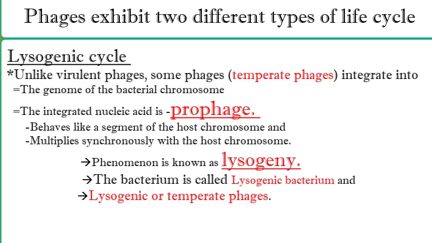That means, unlike virulent phages, some phages, what we call temperate phages, integrate into the genome of the bacterial chromosome without causing any lysis of the bacteria. The integrated phage nucleic acid is called prophage. The prophage behaves like a segment of the host chromosome and multiplies synchronously with the host chromosome. This phenomenon is known as lysogeny. The bacterium that carries a prophage within its genome is called a lysogenic bacterium or lysogenic host, and the phages are called lysogenic or temperate phages.